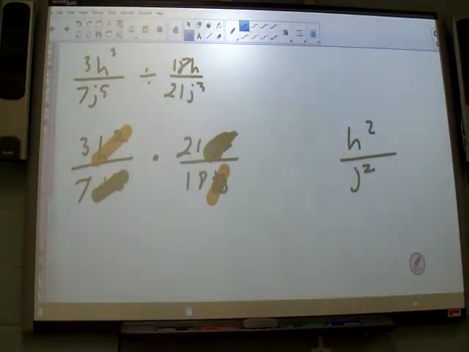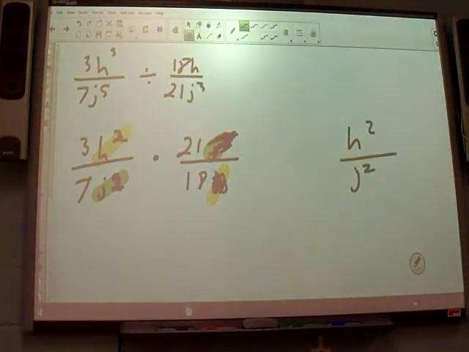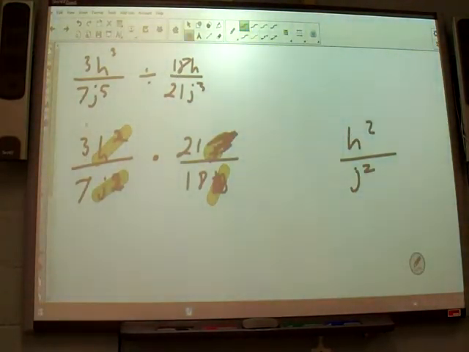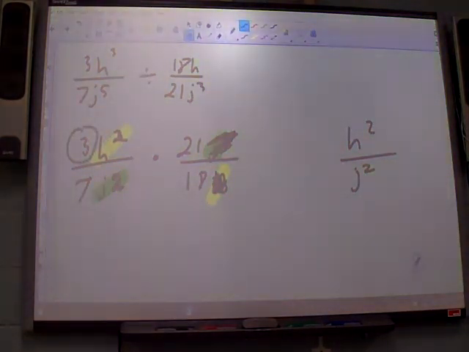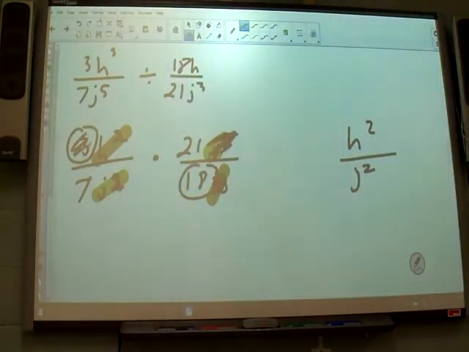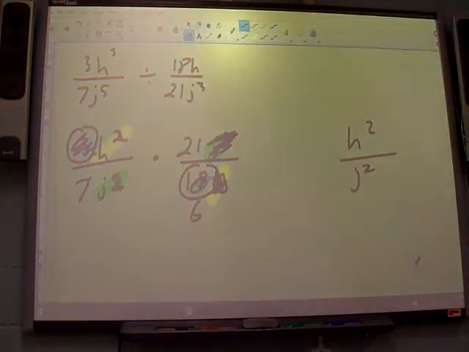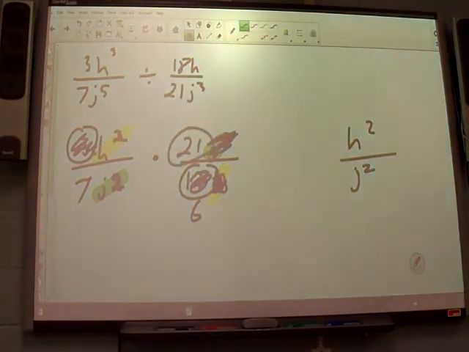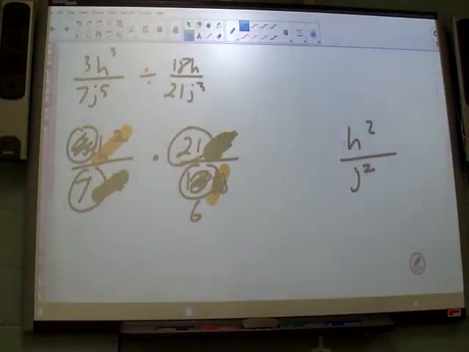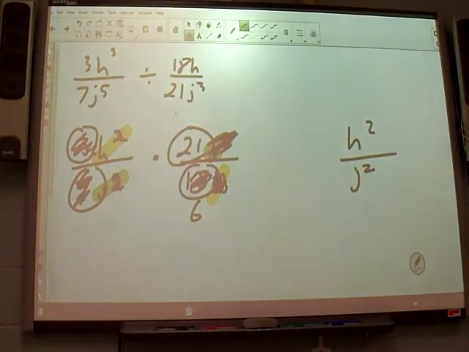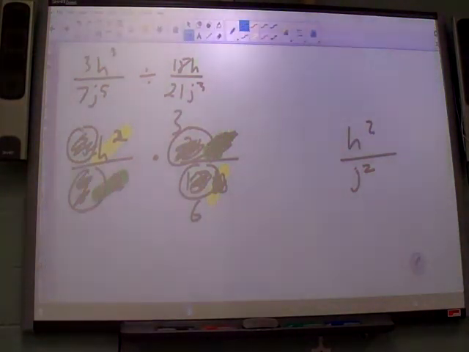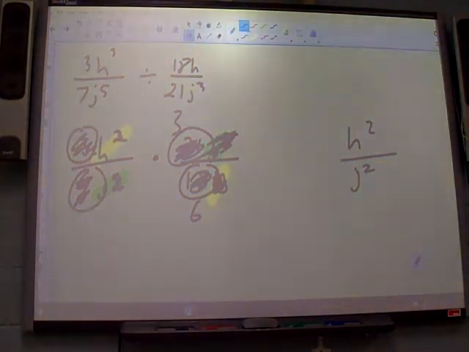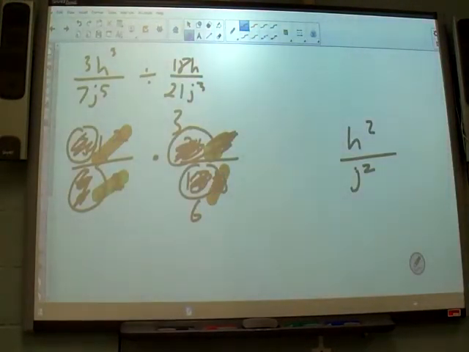Now do whatever you want to with these numbers. You can multiply 3 times 21, 7 times 18, and then divide them. What I did was just kind of reduce some diagonal stuff. 3 over 18 is the same as 1 over 6. You don't have to do that. That's okay. 21 over 7 is the same as 3 over 1. Now that can reduce again. 3 over 6 is the same as 1 over 2. Very good.